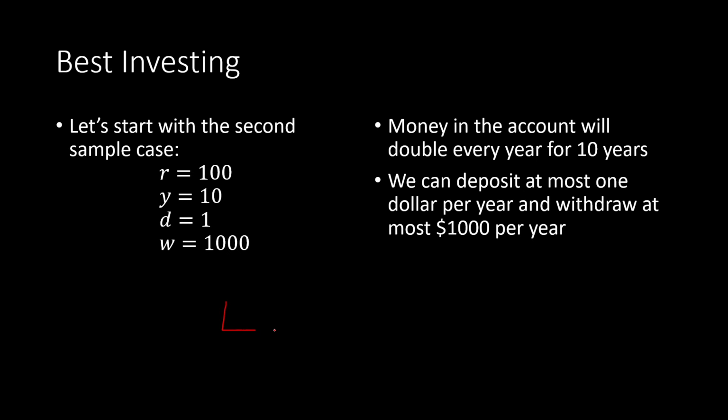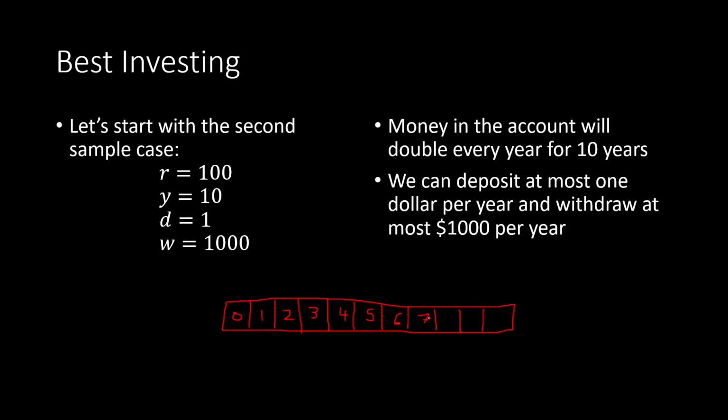So how is this idea with the pointers going to work? In this case, because y is equal to 10, we have 11 actions, basically, from year 0 to year 10. So 1, 2, 3, 4, 5, 6, 7. So now we have 11 actions corresponding to the 11 points that are around these 10 years.